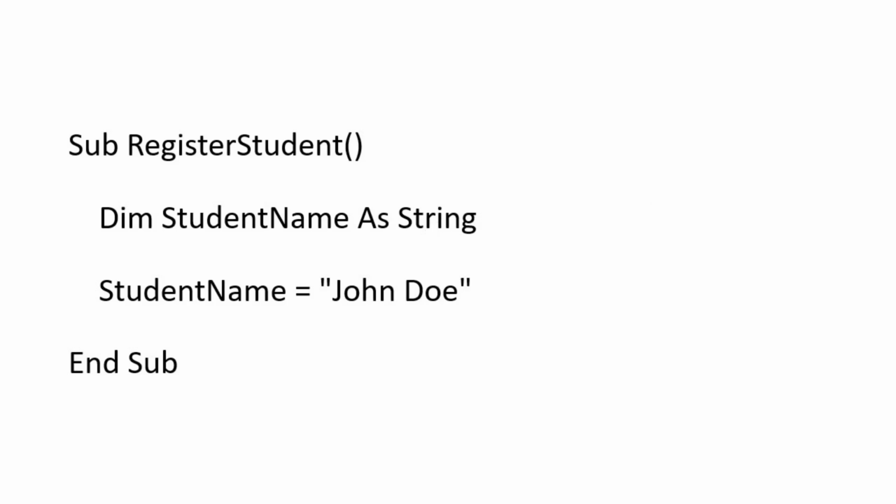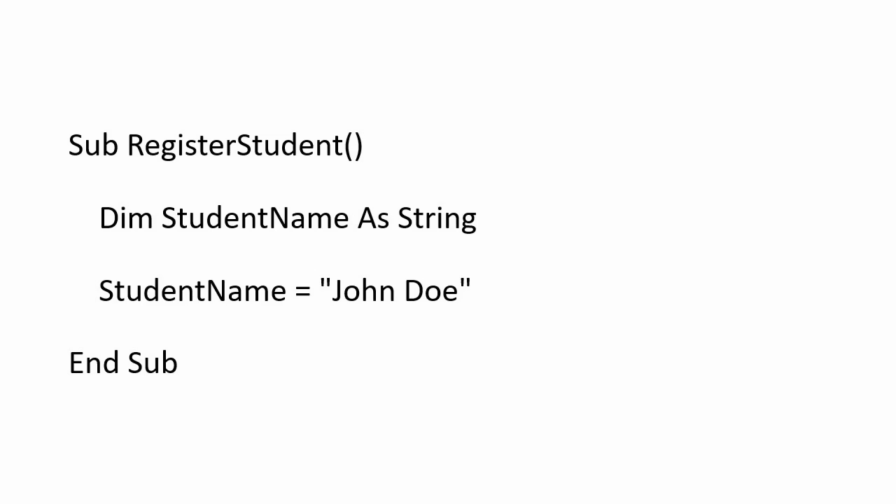Understanding what local variables are. The most common type of variable is a local variable. A local variable exists only inside the procedure where it is created. Let's look at this example. Sub RegisterStudent, and in that procedure we will write Dim studentName As String, studentName = "John Doe", and End Sub, and that ends the procedure. Here, studentName only exists inside RegisterStudent. The moment the procedure finishes running, the variable disappears and sets the stage for another to run.